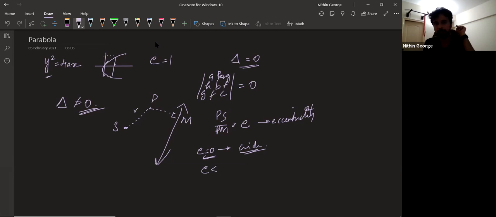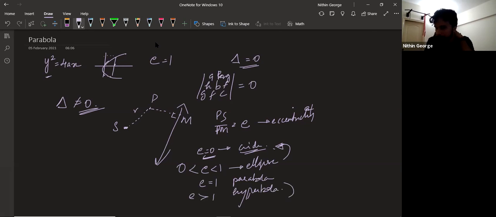Now, if E is between 0 and 1, you can say it is an ellipse. An ellipse without any eccentricity is basically what a circle is. When E is equal to 1, you have a parabola. And when E is greater than 1, you have a hyperbola. Remember, hyperbola is not like two parabolas placed against each other. Some people have that misconception. Take that away.